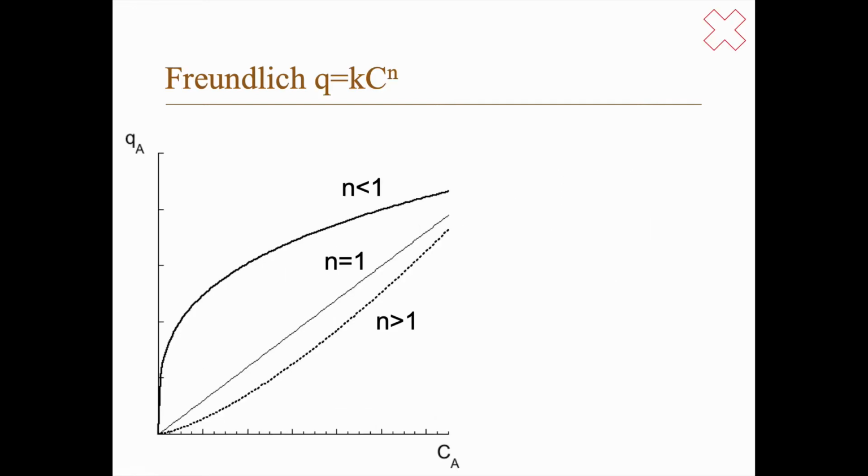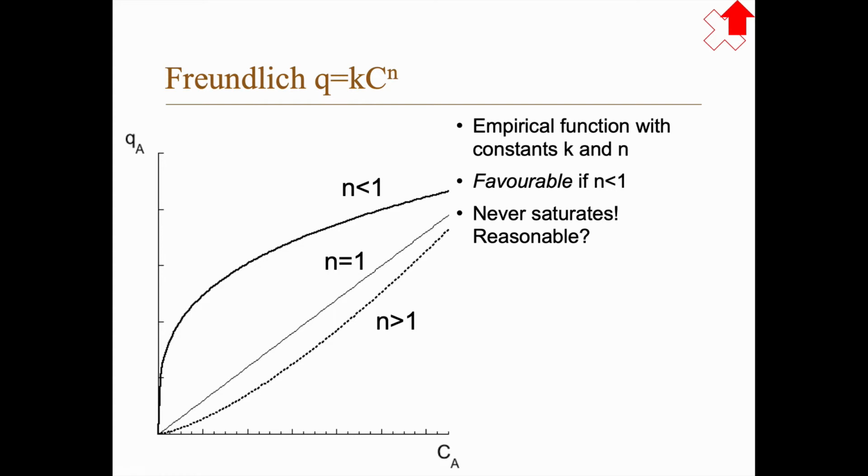Another isotherm we will use in this course is the Freundlich isotherm. And it's Q equals K c to the power of n. And then you can have different numbers of n. And, well, if n equals 1, then you have a linear isotherm. And this is an empirical function with constants K then and n. And it's favorable if n less than 1, right? Because then a lot happens at low concentrations, and then nothing much happens. Now, this isotherm never saturates. There is no Q max here. Is this really reasonable?